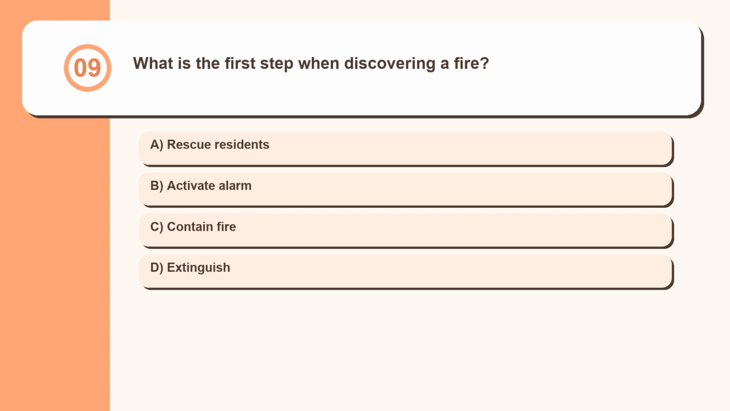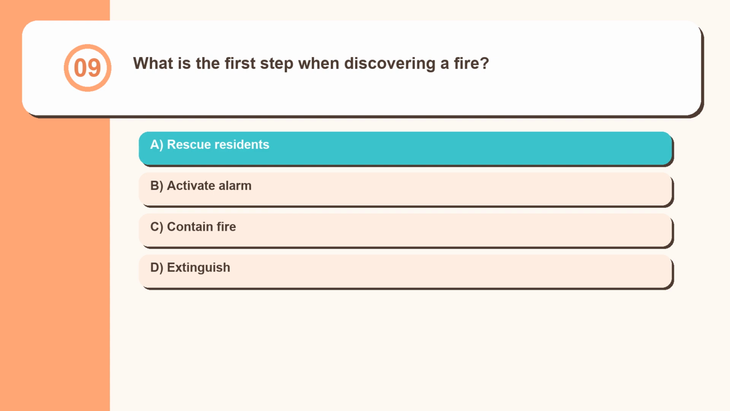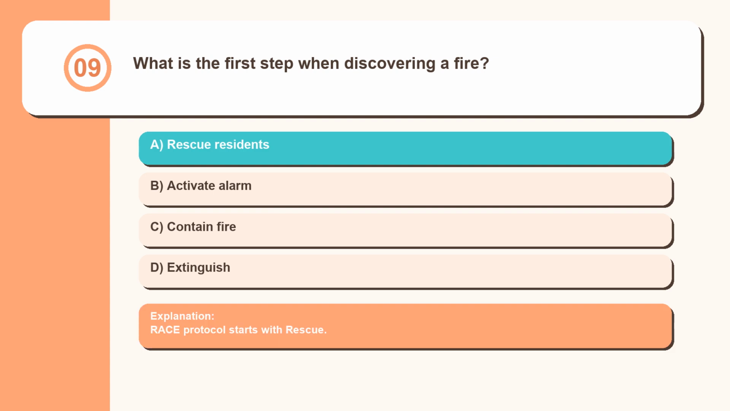Question 9. What is the first step when discovering a fire? Rescue residents. Activate alarm. Contain fire. Extinguish. RACE protocol starts with rescue.